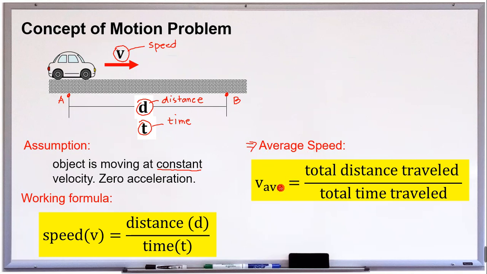So the average speed is given by this formula: v average is equal to the total distance traveled over the total time of travel. Now, I included this one because there are some students who might be careless sometimes in analyzing motion problems. Now, I have here an example.